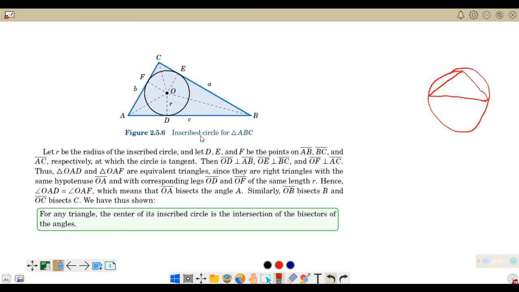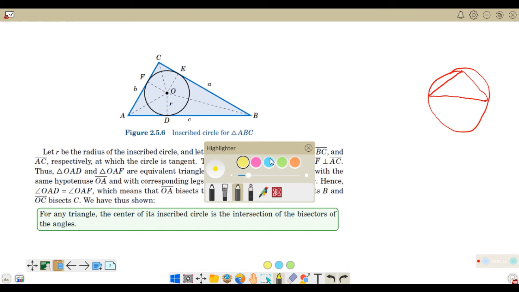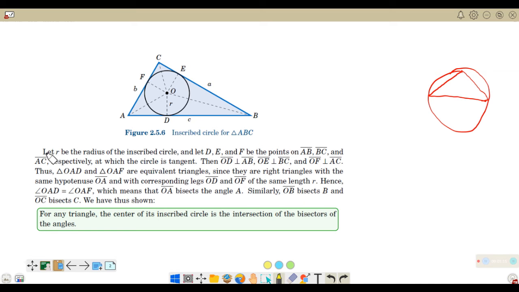So, we will start with figure 2.5.6, inscribed circle for triangle ABC. As you can see in the figure, we have here the radius R, which is the line OD. I will add markings here so you can follow what I'm explaining. Okay, so let R be the radius of the inscribed circle. Actually, we have three given radii here: OD, OF, and OE.